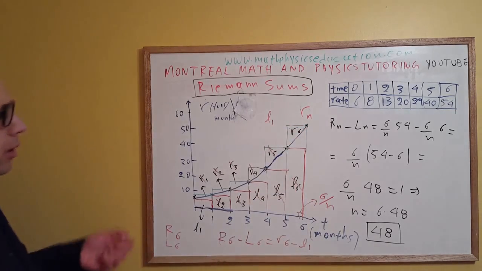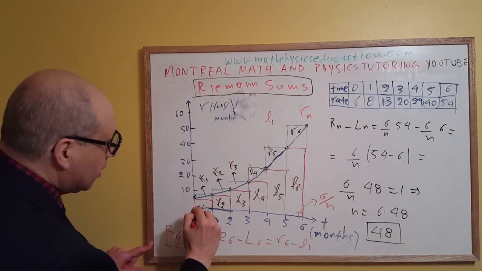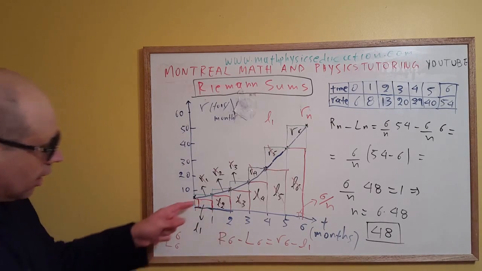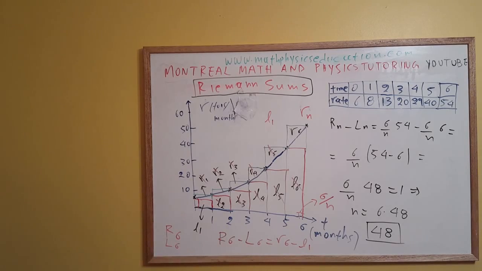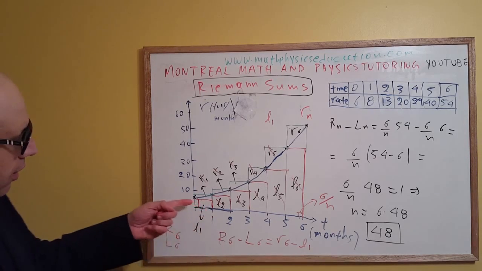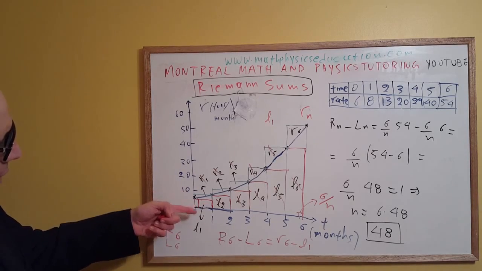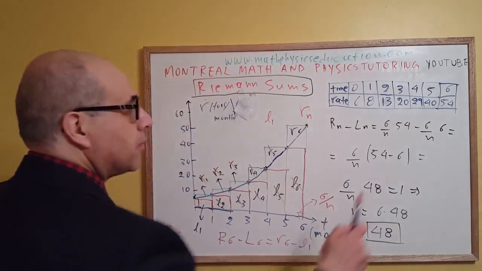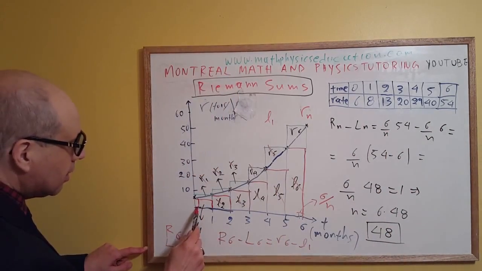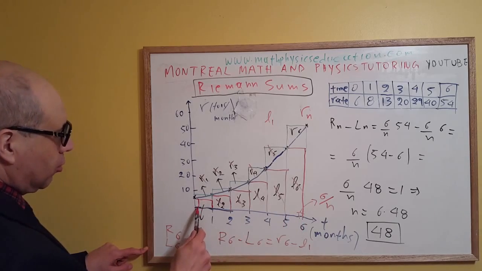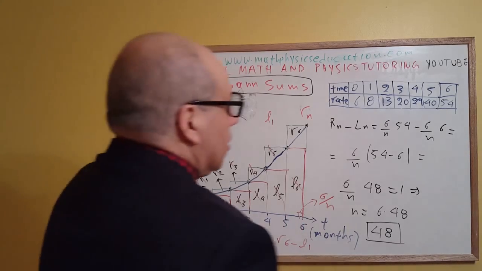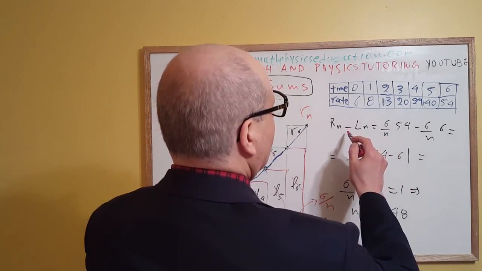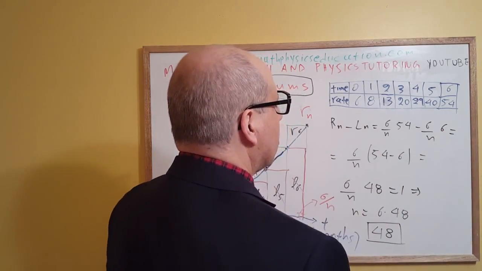And the L1, how much will it be? Again, this rectangle here is the L1. Since it's a rectangle, the area is length times width. The length will be this here, which is 6, times again this interval here, which again is equal with 6 over n. So that's the equation that we have here.